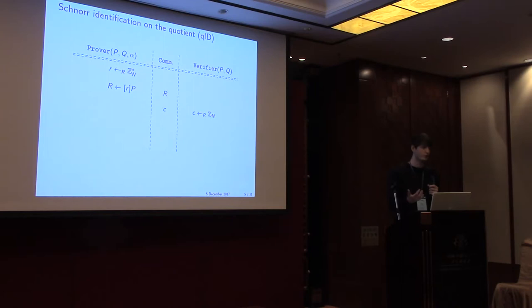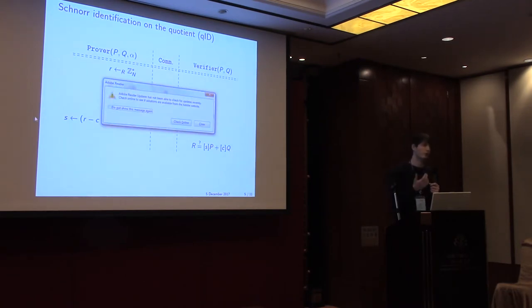The verifier chooses some random challenge c, sends that back to the prover, and then the prover takes some combination of all the scalars that he has, so r, c, and alpha. This is called s, and s gets sent back to the verifier. And now this is the crucial bit: the verifier has to do this double scalar multiplication. So it has to compute s times P plus c times Q, and check whether this equals R. And if it does, the verifier believes that the prover knows alpha without learning alpha. Okay?